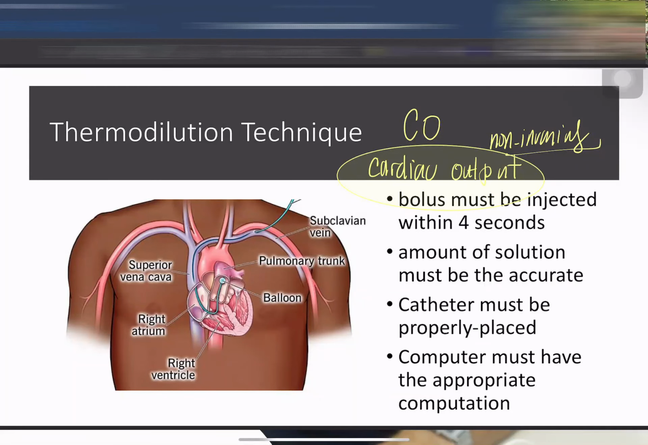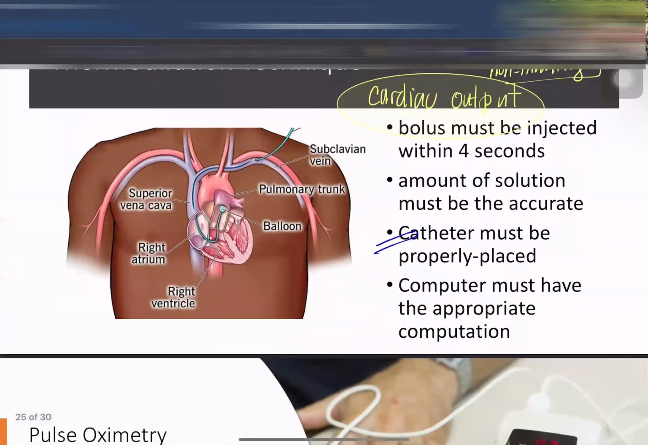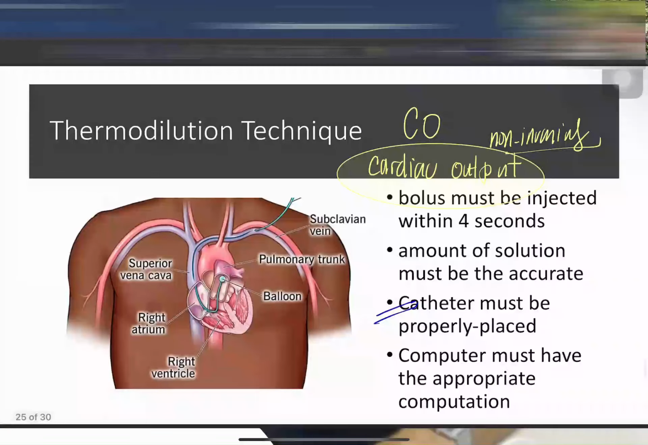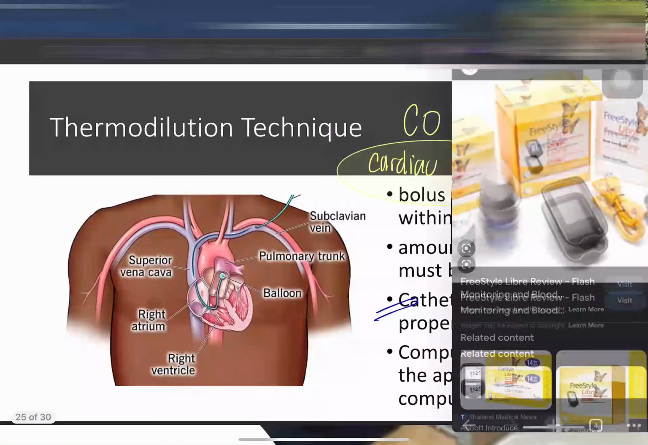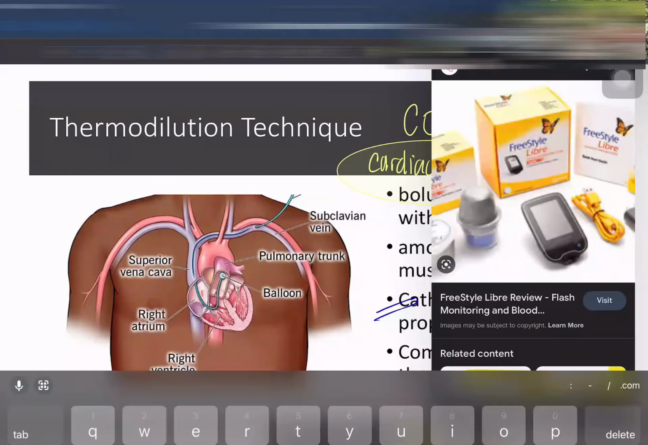Kaya nag-i-inject lang po ng very cold fluid there. That's why class is being referred to as thermodilution technique. One of your nursing responsibilities here is to ensure that the catheter is properly placed. Isang common catheter po na ginagamit natin dito sa thermodilution technique is tinatawag na Swan-Ganz. Okay? Check ko lang yung spelling ni Swan-Ganz. Okay, tama? That's your Swan-Ganz catheter.